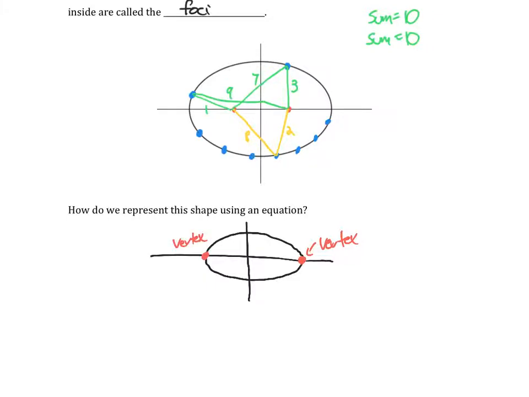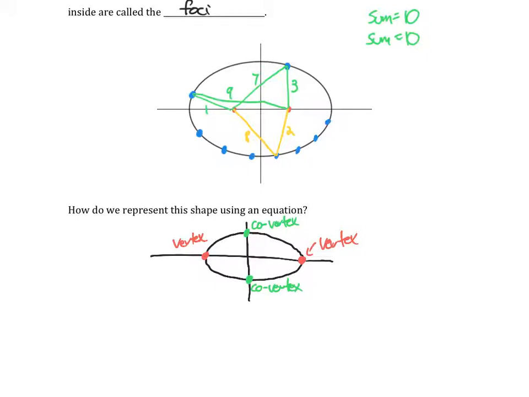We call those two points the vertices. And then the two points between the two shorter sides or shorter ends, depending on how it's oriented, are called the co-vertices. So there's the co-vertex. The distance between the vertices is always going to be longer than the distance between the two co-vertices, right?